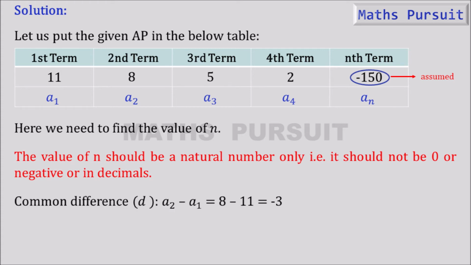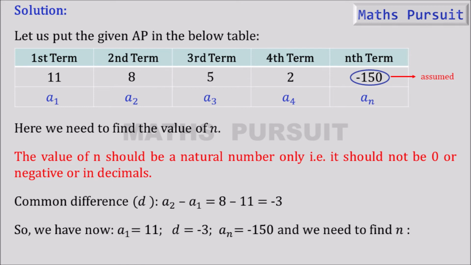So let's see. Common difference D = A2 minus A1 = 8 minus 11, that is equal to minus 3. I just took the common difference of second term and first term. You could have taken the common difference of fourth or third or second, whichever way you feel comfortable, because the given number sequence forms an AP. We have now A1 = 11, D = minus 3, An = minus 150, and we need to find n. This is what we have as per the given sequence or as per our calculations.